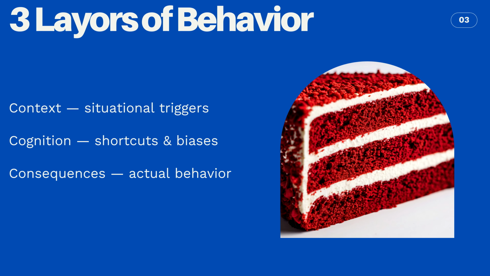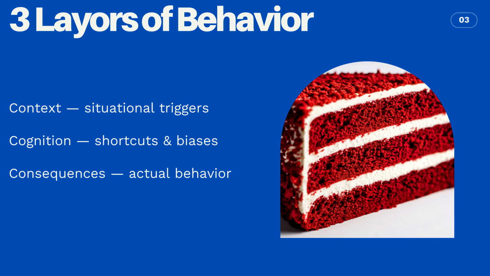A powerful way to analyze behavior is to break it into 3 layers: context, cognition, and consequences. The first layer, context, refers to the environment in which the behavior occurs. This includes physical surroundings, timing, social cues, and even the emotional state of the customer. Context shapes behavior in profound ways, often more than personal preferences do.